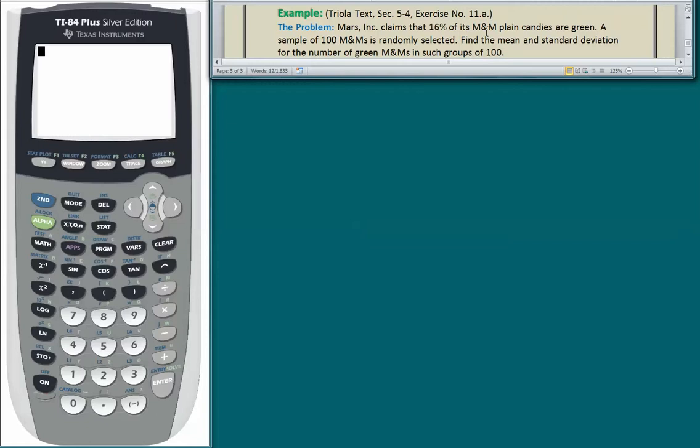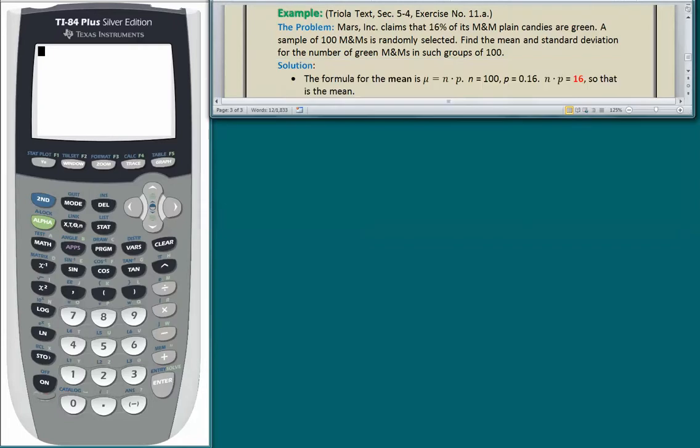Here is the example, and this is from the Triola textbook, section 5.4, exercise number 11a. And here's the problem. Mars Incorporated claims that 16% of its M&M plain candies are green. A sample of 100 M&Ms is randomly selected. Find the mean and standard deviation for the number of green M&Ms in such groups of 100.